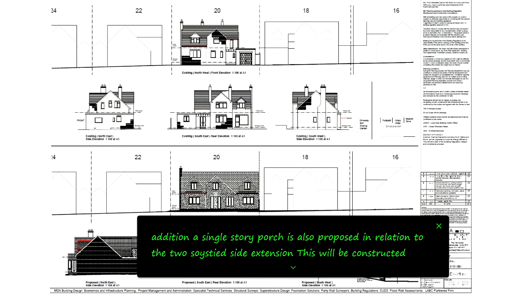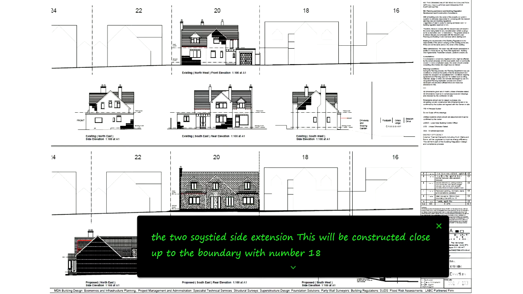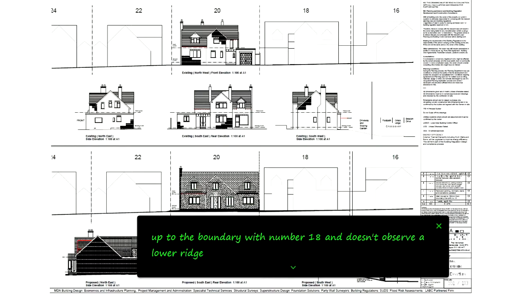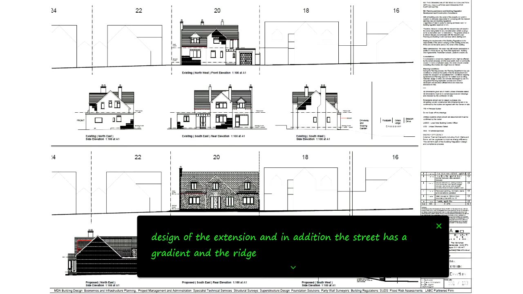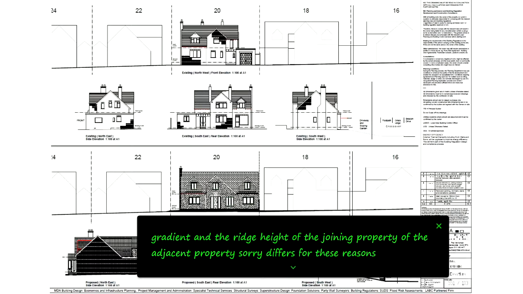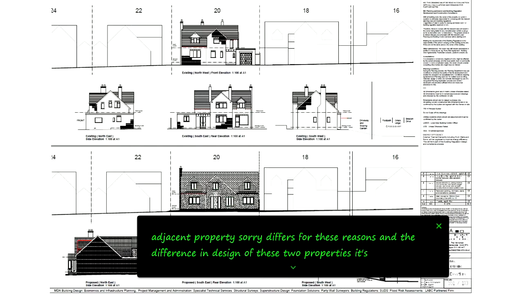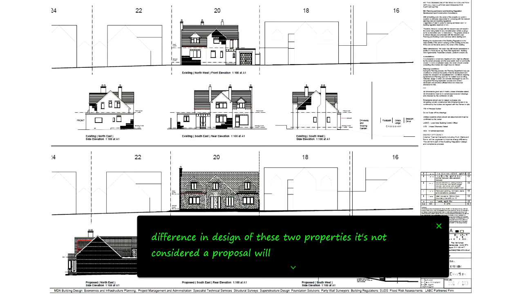In relation to the 2-storey side extension, this will be constructed close up to the boundary with number 18 and doesn't observe a lower ridge height that's set out to be compliant in SPG 11. However, it was considered that a reduction in the height of the ridge would impact negatively on the design of the extension, and in addition, the street has a gradient, and the ridge height of the adjacent property differs. For these reasons, and the difference in design of these 2 properties, it's not considered that the proposal will create a terracing effect.